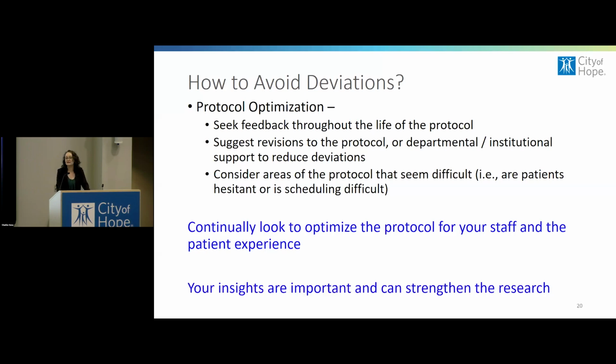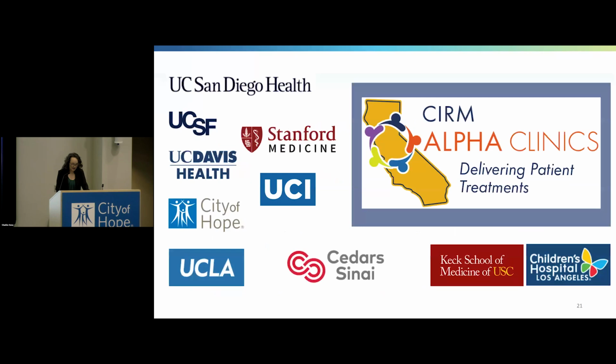So I cannot overstate how important it is for CRNs to provide feedback, whether in the beginning when we're writing protocols or throughout the protocols, in order to really optimize the protocol operations, but also the clinical trial in general, and in order to avoid deviations moving forward. And that is it.